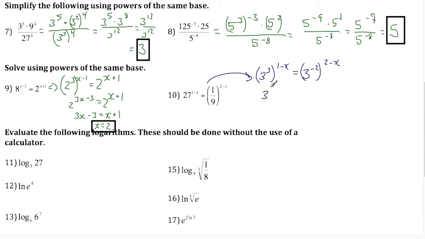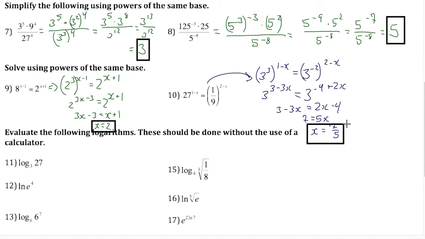We can distribute our exponents, so we get 3 minus 3x. And over here we get negative 4 plus 2x. And again, the bases are the same, so I can set the exponents to be the same. So I get 3 minus 3x equals 2x minus 4. It looks like I'm going to get a little bit of a fraction, so I can add 3x to both sides to get 5x. Add the 4 to both sides, so I get 7. So x equals 7/5. And again, leaving that as a fraction is just fine.